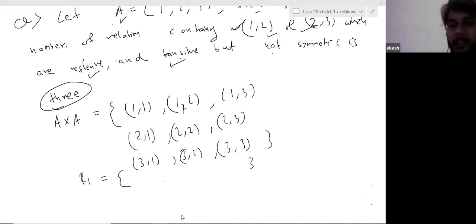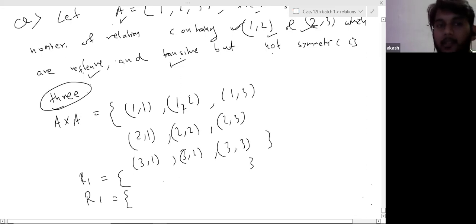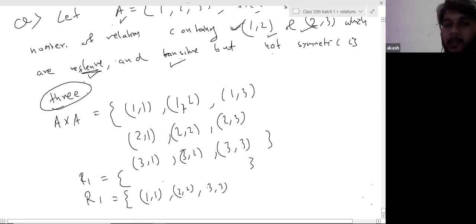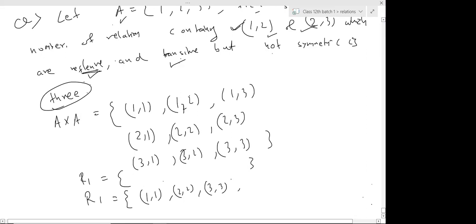Let me solve the first relation. Let me explain first, then I think you will be able to solve. They are saying that the relation should be reflexive. That means (1,1), (2,2) and (3,3) must be there. This is right, everyone? Yes, sir.